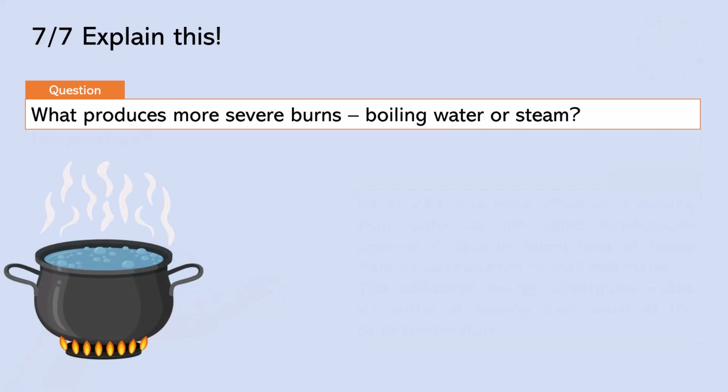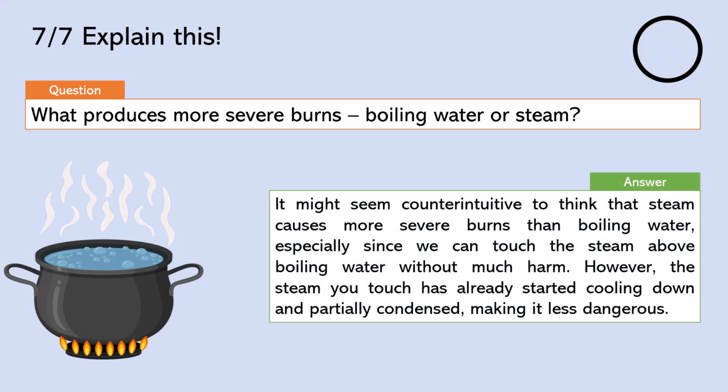The last question. What produces more severe burns, boiling water or steam? It might seem counterintuitive to think that steam causes more severe burns than boiling water, especially since we can touch the steam above boiling water without much harm. However, the steam you touch has already come in contact with air and has started cooling down and partially condensed. This makes it less dangerous.